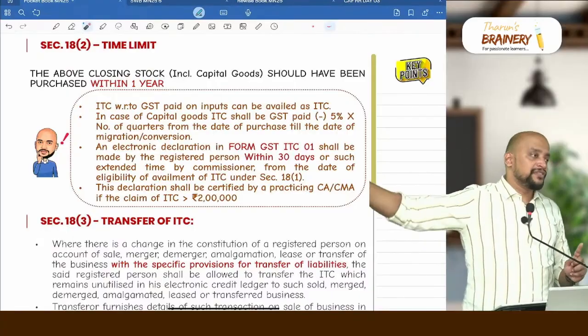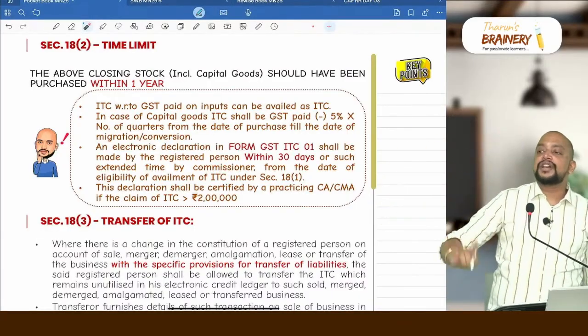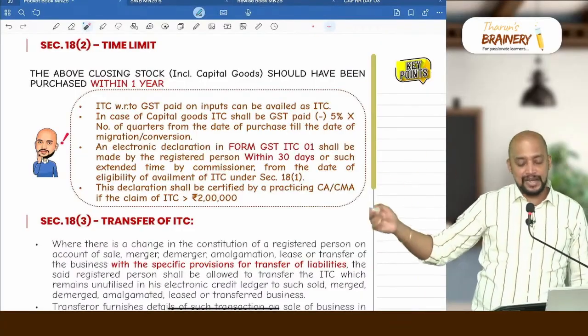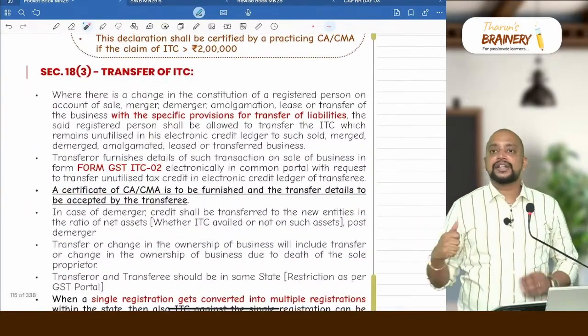Similar provision we have in refunds also. If the refund amount does not exceed 2 lakhs, self-declaration. If the refund amount exceeds 2 lakhs, CA/CMA certification. Same logic. Then transfer of ITC, section 18(3).